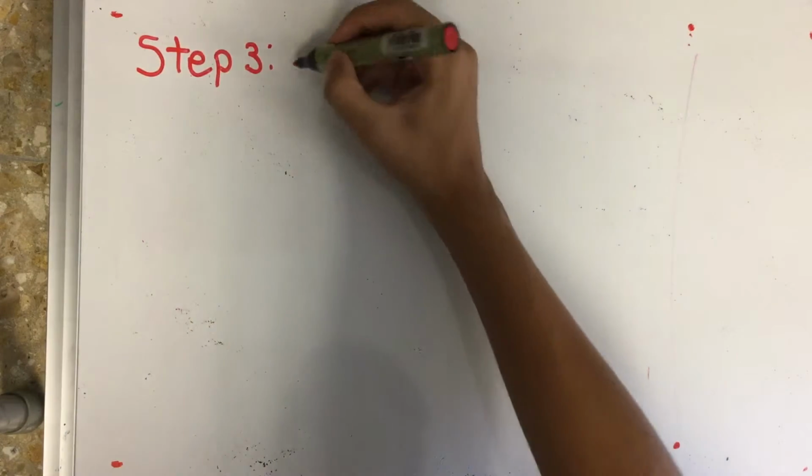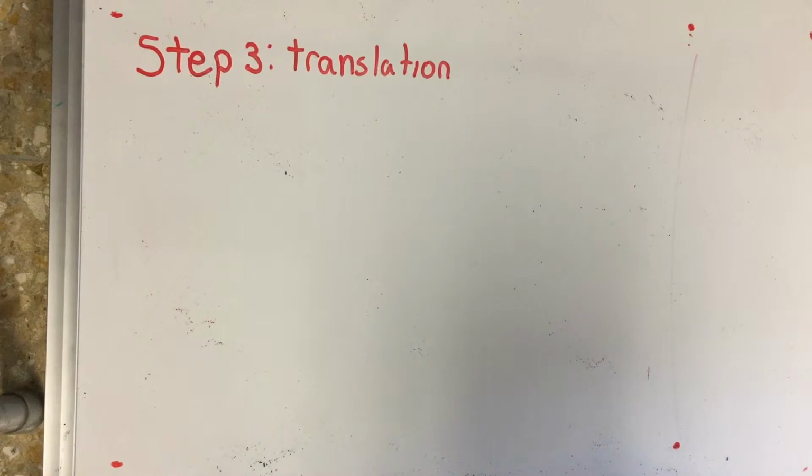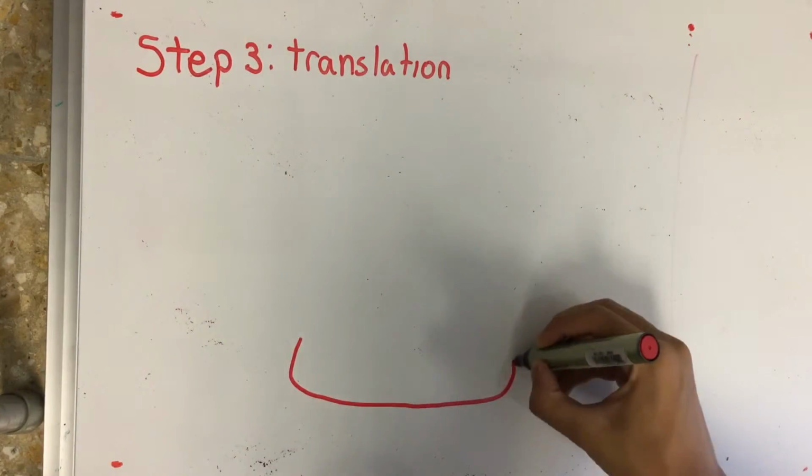So as soon as this process of transcription is complete, the mRNA strand is released from the DNA, and it goes through the nuclear pore into the cytoplasm of the cell.